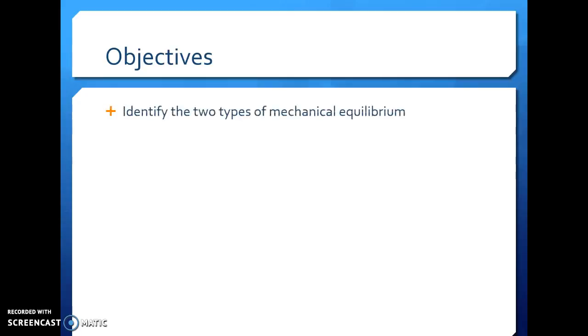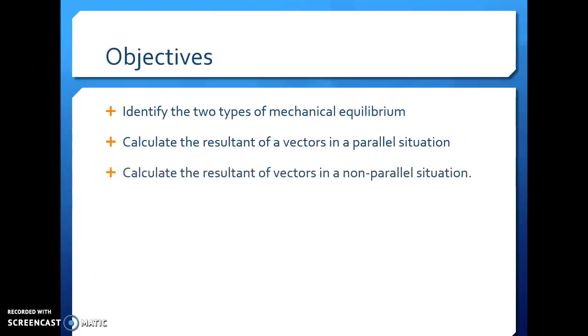Okay, the objectives, please don't write this. Identify two types of mechanical equilibrium, calculate the resultant of a vector in parallel situations, and calculate the resultant of vectors in a non-parallel situation. I'm going to describe what all of that means here in just a moment.